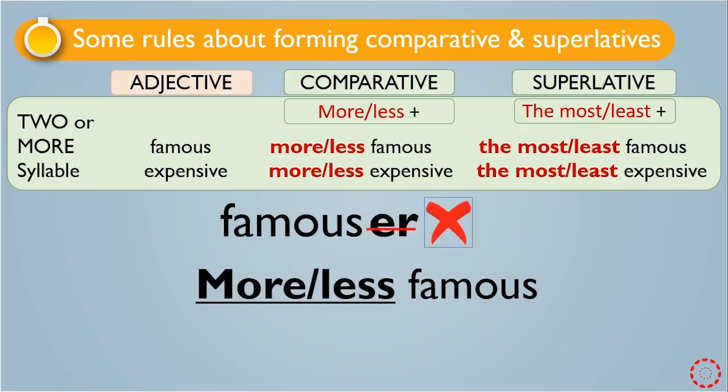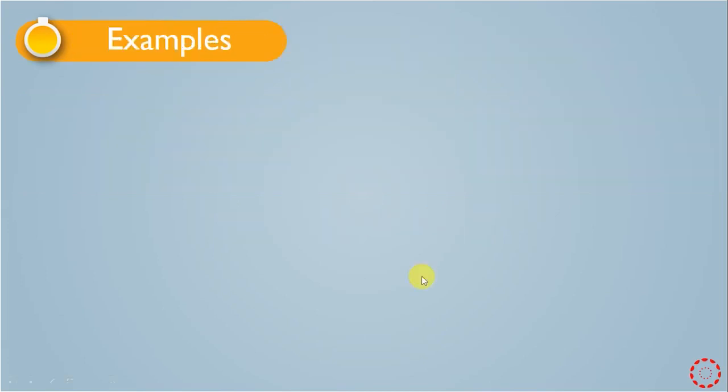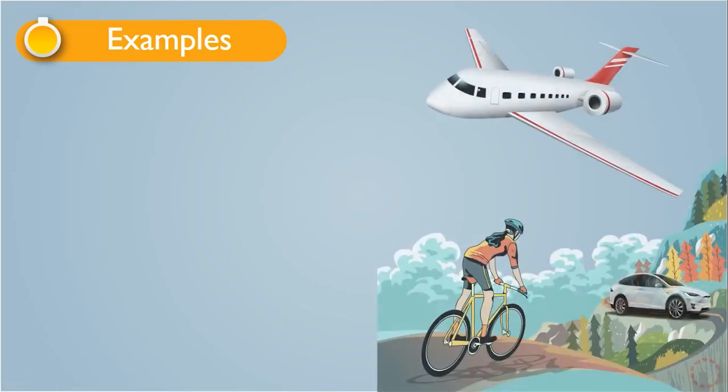And also for the superlative we cannot say famousest, because famous is a two-syllable adjective. That's why we cannot add est. You have to say the most famous or the least famous. If you have examples here, let's compare these three ways of traveling.